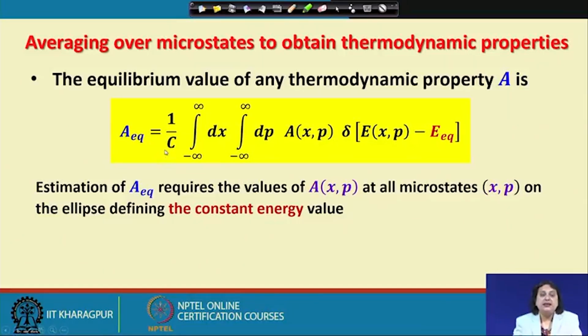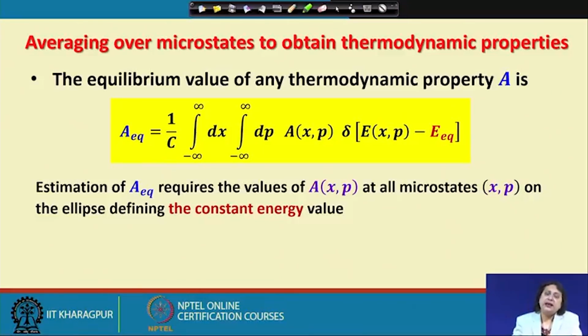And here C takes care of the fact that I am integrating over the phase space, and the average value should not have any additional dimensions arising from this averaging procedure. As a result, the normalization constant takes care of that.